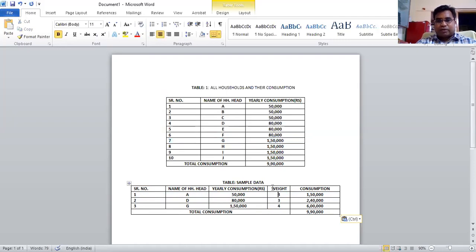And so the government knows at the same time what the frequencies or weights of each of these categories are, right? For example, in the 50,000 category, how many households are there? Only 3 households. In the 80,000 category, how many households are there? 3 households. And in the 1,50,000 category, there are 4 households. Now, since I have both the consumption data and I know how many households of that particular category are there in my country, I can multiply these two numbers to get the total consumption for that particular category. So 1,50,000 is for the first category, 2,40,000 for the second category, and 6 lakhs for the third category. If I add these three numbers, I can easily arrive at 9,90,000.